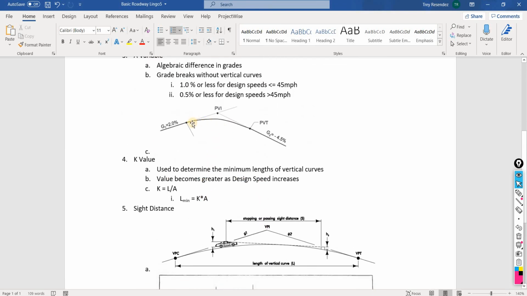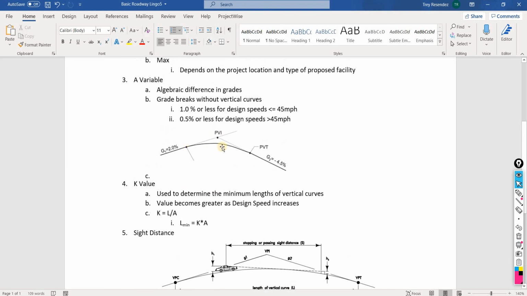And one other thing. The horizontal curves are based on a circular curve, and the vertical curves are based on a parabola. So just keep that in mind, and I'll keep reiterating that, just to make sure that you don't forget it, because it's a really important distinction. And that's it for today's video.